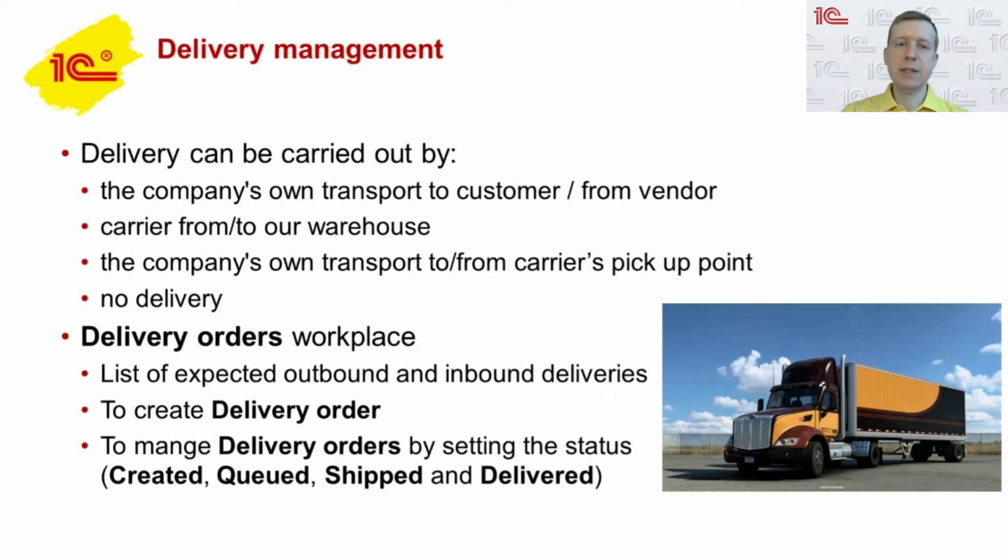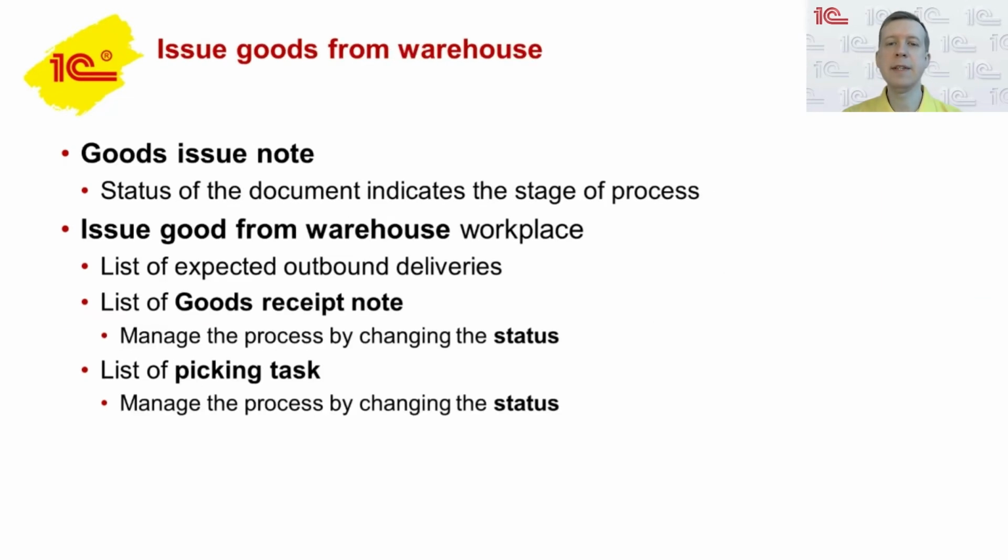The delivery is planned separately for each vehicle. Information about vehicles, including the registration plate, carrying capacity, drivers, and so on, is entered in the vehicles directory. The program provides an issue goods from warehouse workplace with a list of expected shipping. Upon the truck being ready for shipment, a warehouse keeper decides whether it's possible to ship the goods and creates a goods issue note based on a sales order.